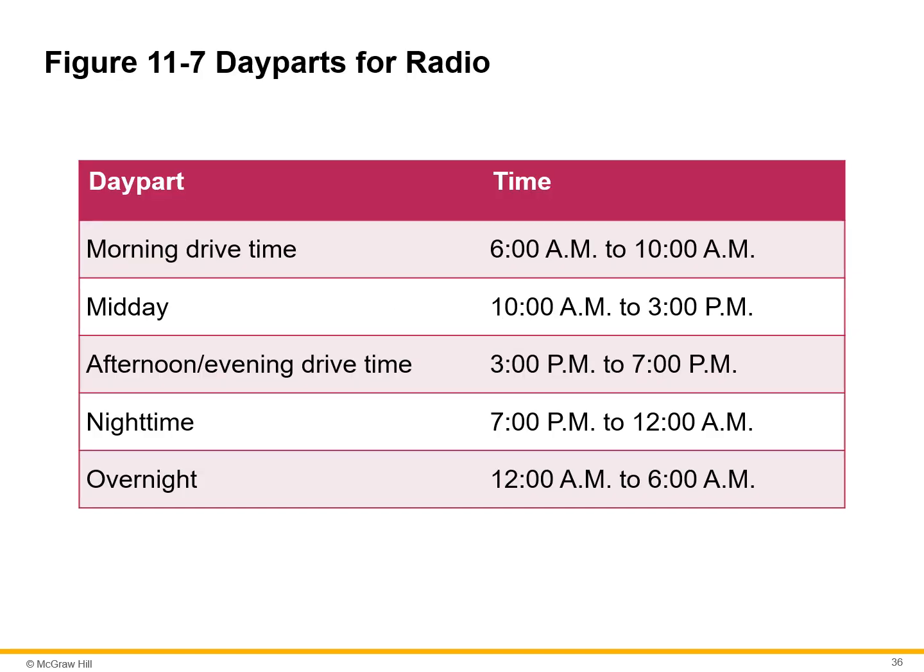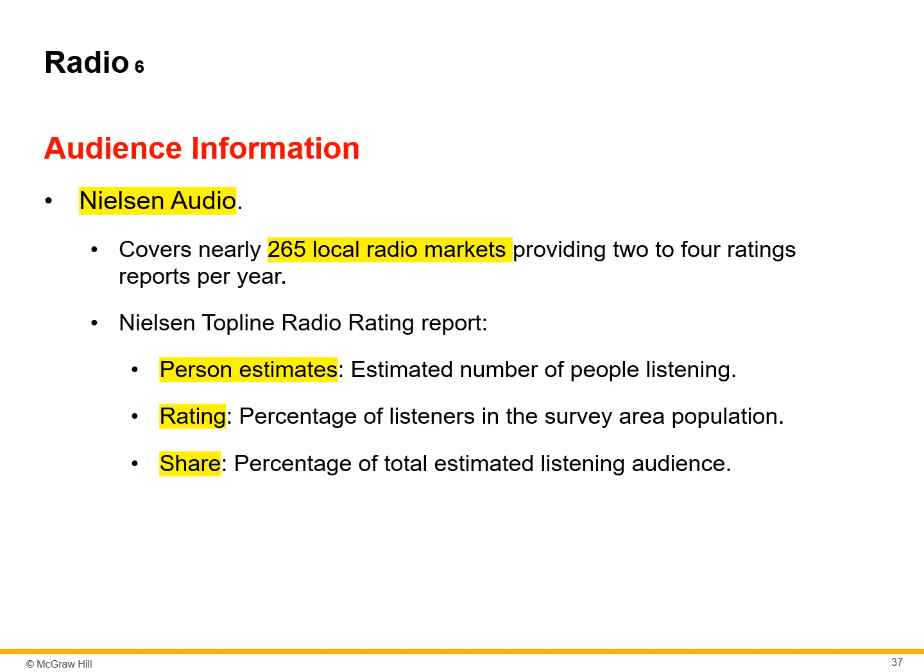Okay. Here are the morning drive, midday, afternoon drive, nighttime, overnight. It's not as sophisticated as the TV, but it's simpler. Fewer day parts to deal with for radio. Okay. Audience information on radio. There's also Nielsen Audio, 265 local radio markets. Okay. The report can give you the person estimate, rating, share of the listening audience, etc.